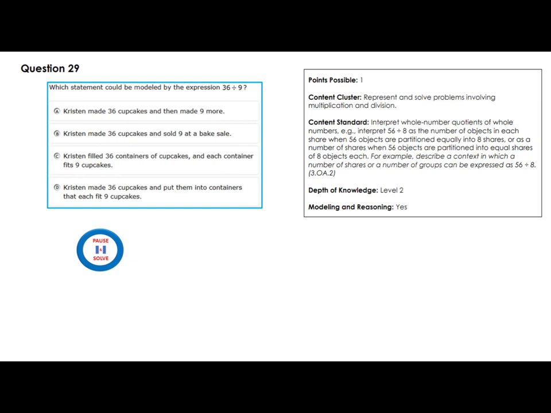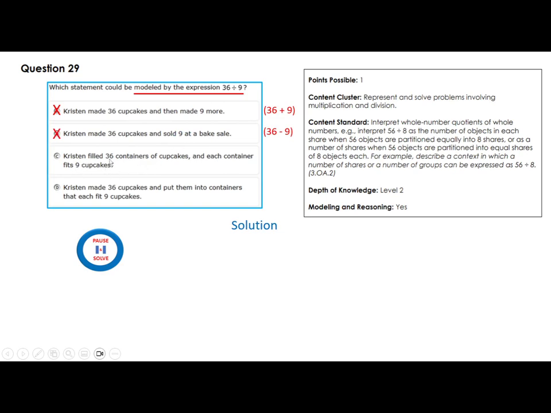Which statement could be modeled by the expression 36 divided by 9? Kristen made 36 cupcakes and then made 9 more. Is that 36 divided by 9? Nope, this one is 36 plus 9. How about this one? Kristen made 36 cupcakes and sold 9. That's the difference, how much is left.